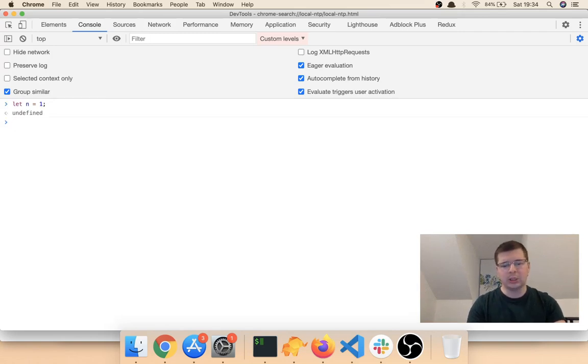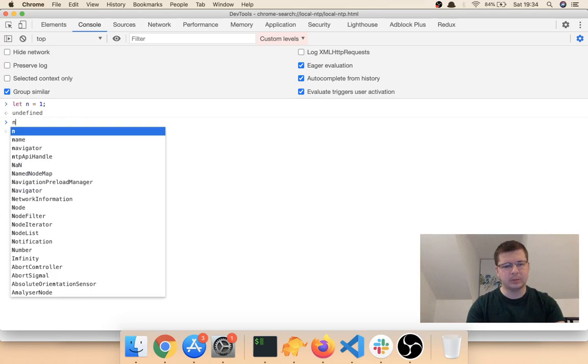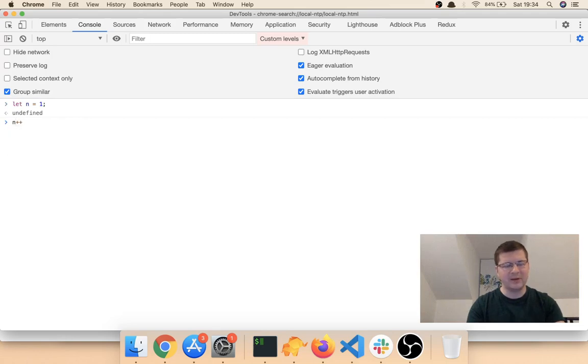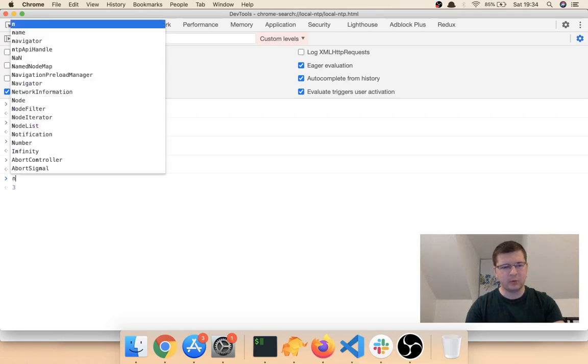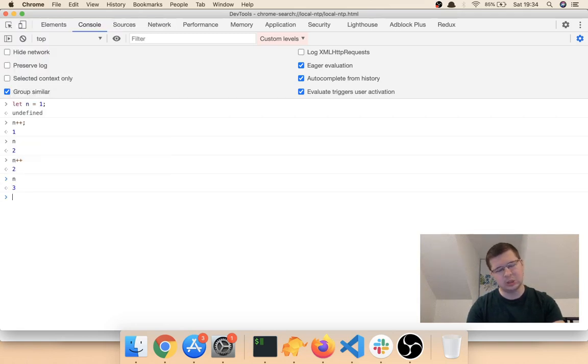Now you might know that if you call n++ on a variable with a value like a number, it will increase its value by 1. So it returns 1, and if you look here at n, now you can see it has the value of 2 because it has increased by 1. If you call it again, it returns 2 because that's how it was before. But now if you look at n, it is 3. It has increased its value by 1 again.